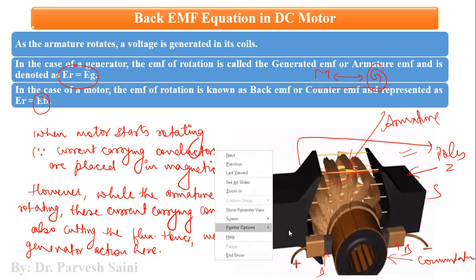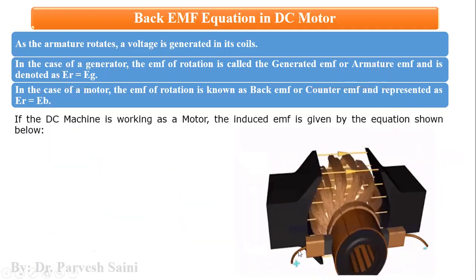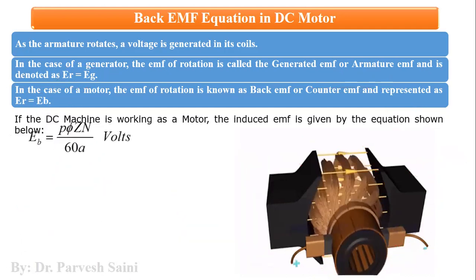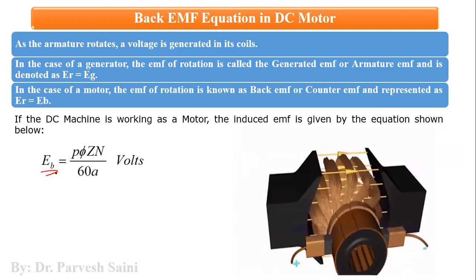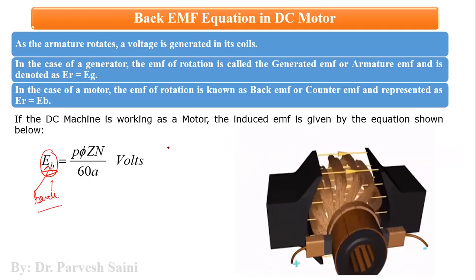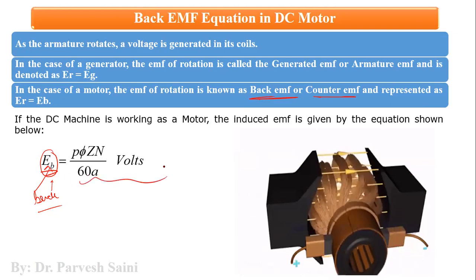Now the equation for this EMF will be same. So the equation will be EB. Here we are using the notation EB, where B represents back. It is also known as back EMF or counter EMF, right? So it is same, it is not different. So this was all about today's lecture, and thank you so much, guys.